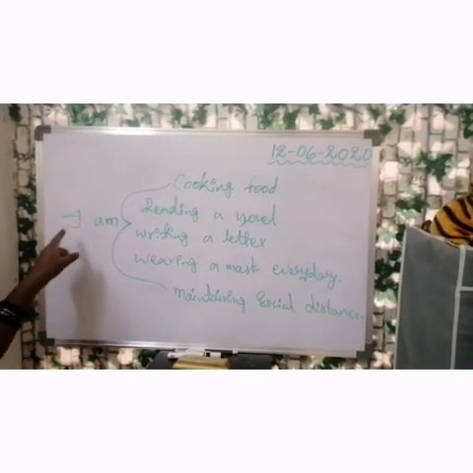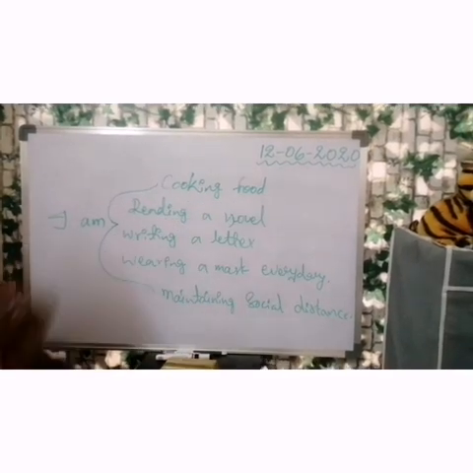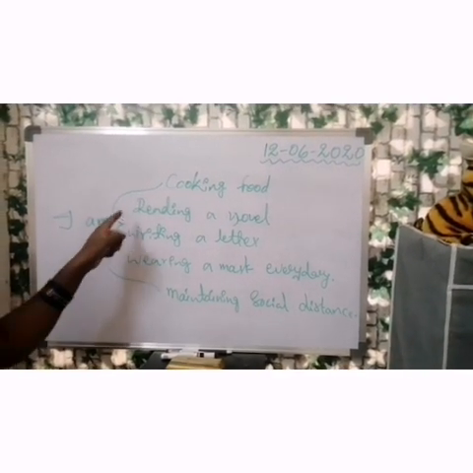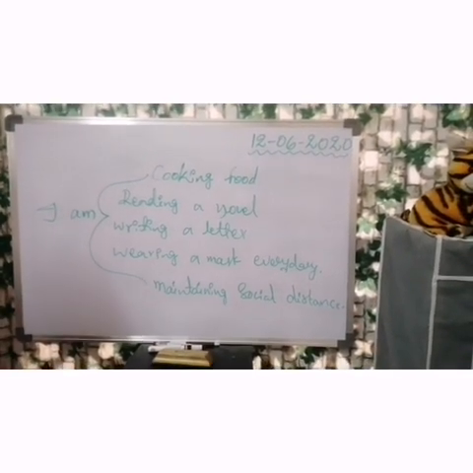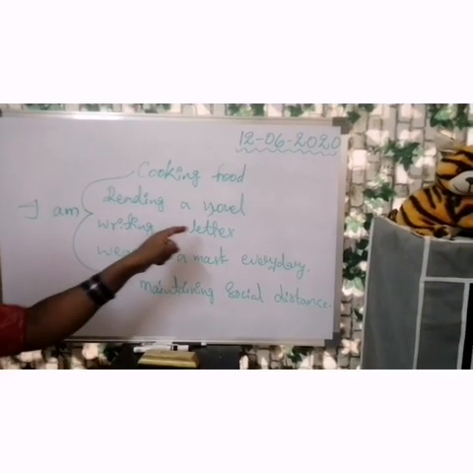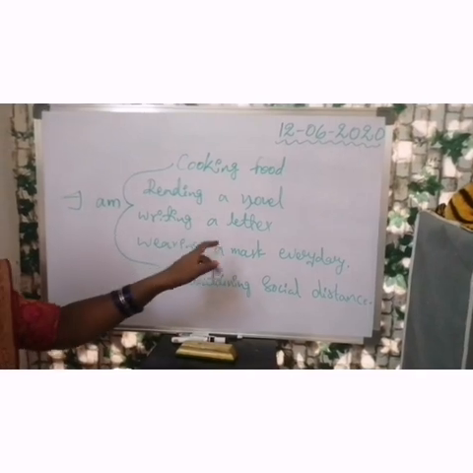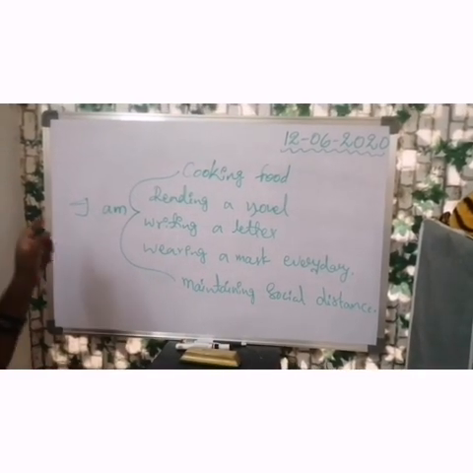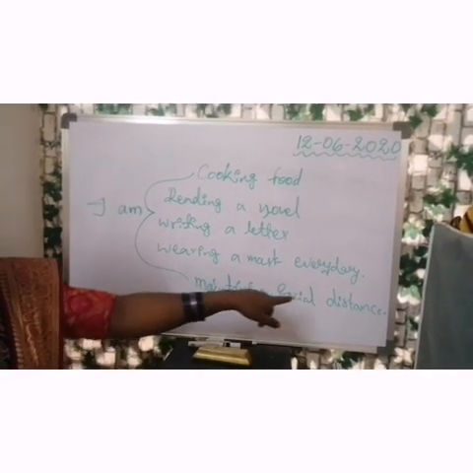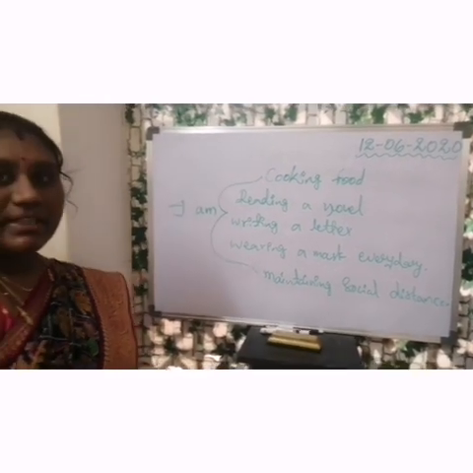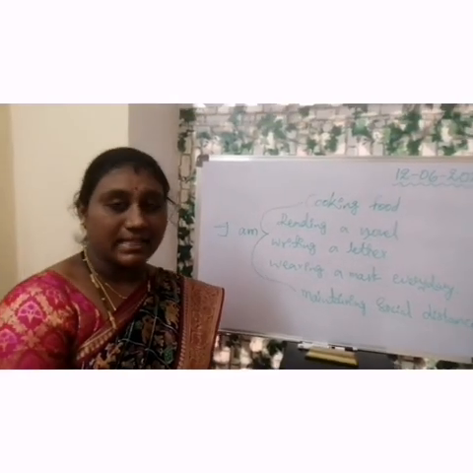So first, I am cooking food. I am reading a novel. I am writing a letter. And I am wearing a mask every day. And I am maintaining social distance. So these are the continuous actions in the present.